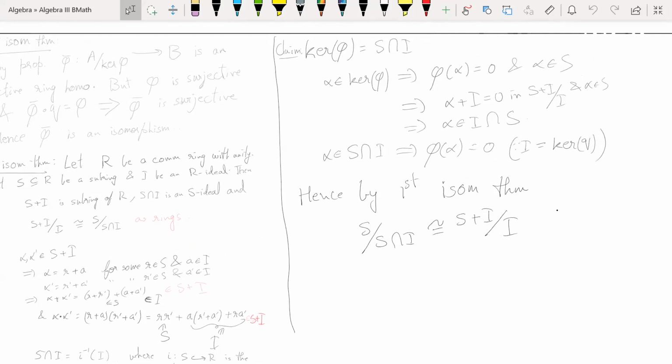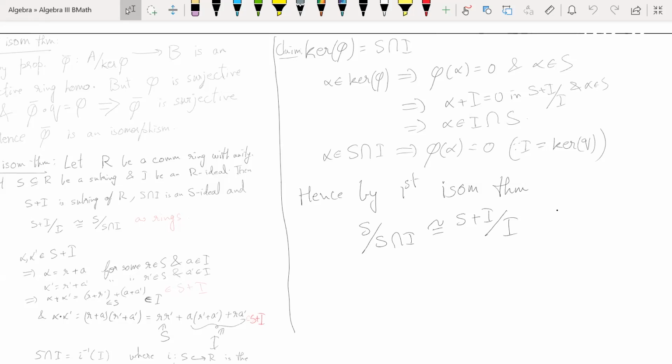So once you have guessed this, let alpha be in the kernel of phi. That tells you that phi of alpha is 0. But what is phi of alpha? First of all, phi is a map from S to S plus I mod I. So alpha is in S, and phi of alpha is 0. But what is phi of alpha? It's alpha plus I. You think of alpha as an element of S plus I, and then go mod I. So that is alpha bar or alpha plus I, whatever you want.